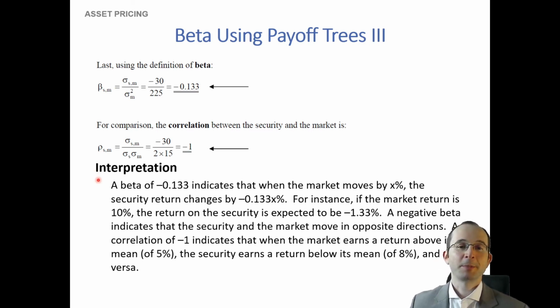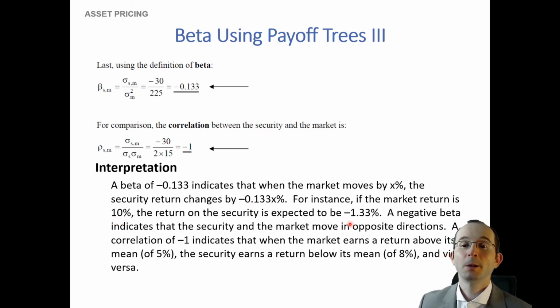Now, how do we interpret a small negative beta? Well, first of all, just the fact that we have a negative beta means that when the market changes by X%, the security that we have in mind here changes by -0.133 times X%. So in other words, if the market has gone up by 10%, the security would be expected to fall by 1.33%.